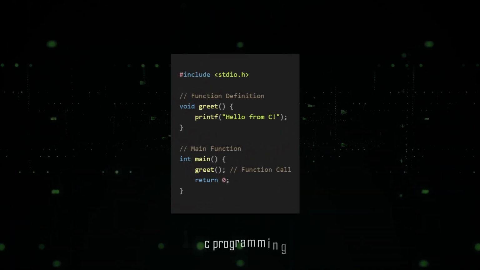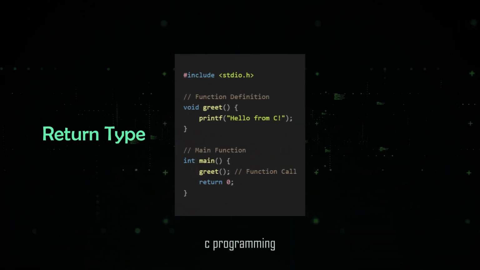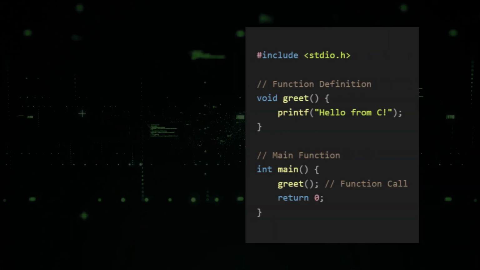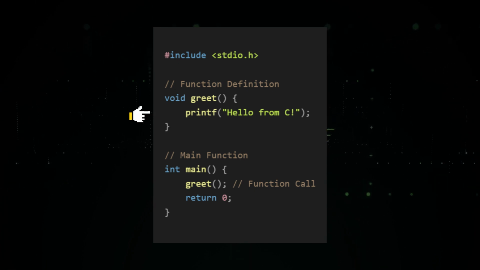In C programming, functions are defined using a return type, function name, and parameters inside curly braces. Here's a simple example in C. Function prototypes must be declared before calling the function unless it is defined before main.